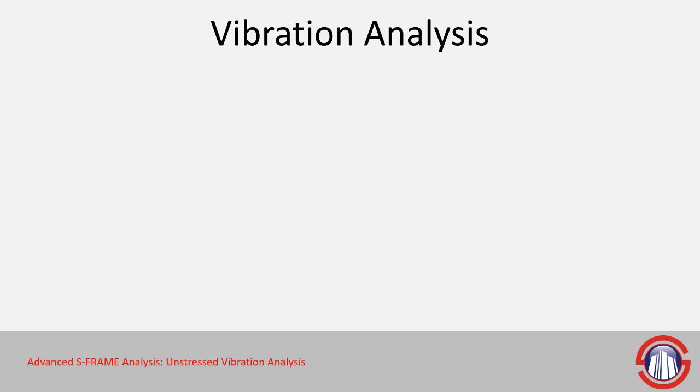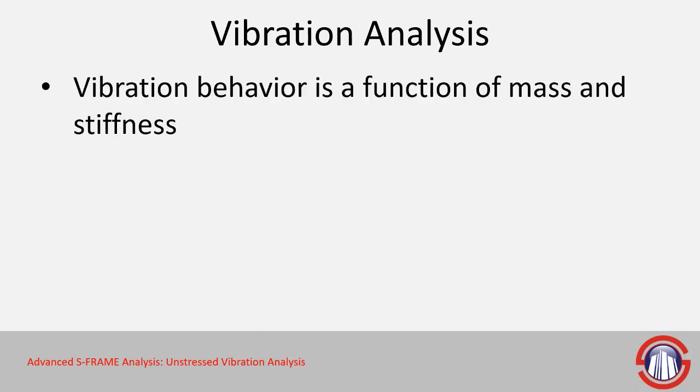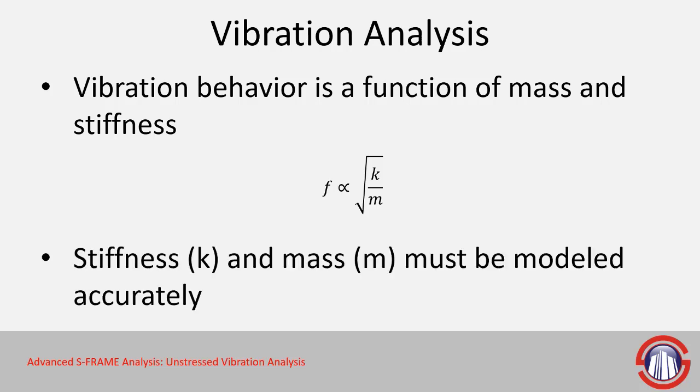On the higher level, vibration analysis is a function of mass and stiffness. If you increase the stiffness, the frequency will increase. If you increase the mass, the frequency will decrease. For that reason, the stiffness and the mass must be modeled accurately. The stiffness itself can be defined using your existing members and the section properties assigned. You can even define springs, 1 and 2 noded springs. However, mass modeling does require a little bit more thought.